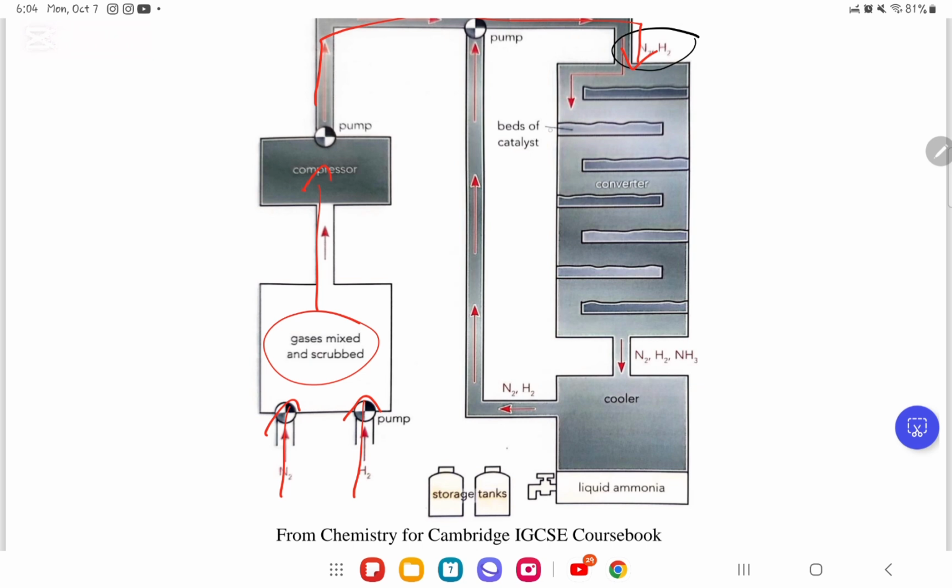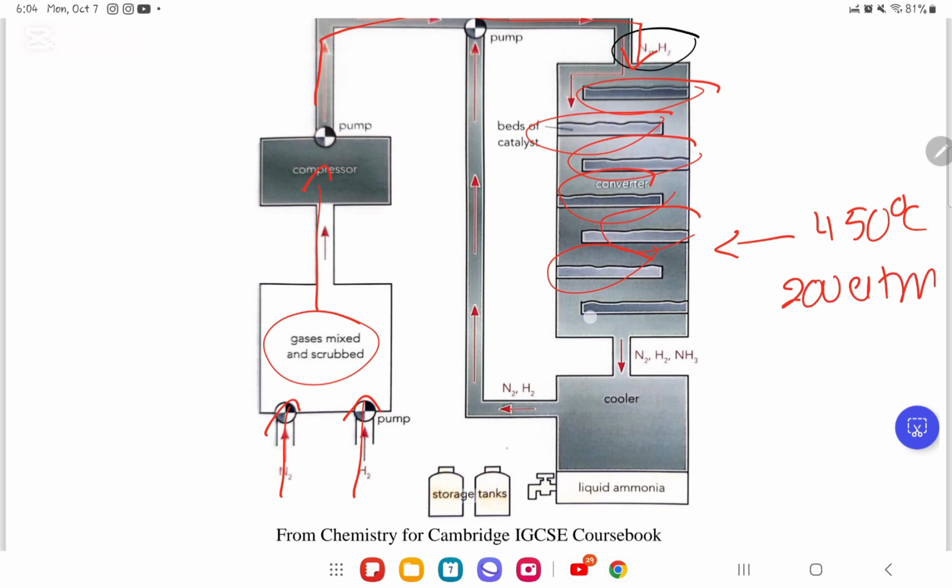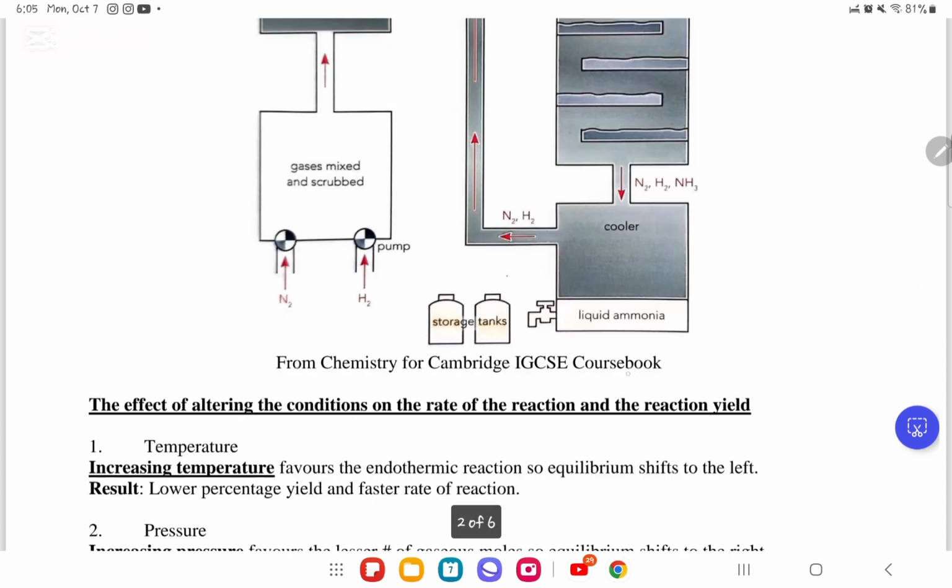and then they will continue all the way until here. Here we have beds of our catalyst which will speed up our reaction. So then the N2 and H2 will react, okay? And our conditions are 450 degrees Celsius and 200 atmospheres, okay? And then finally they will go into the cooler and we will produce liquid ammonia.